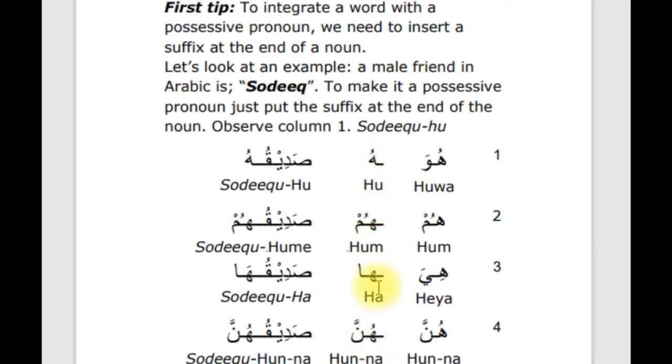Okay, it looks different. Huwa, Sadiquhu. So I need to join the hu into the Sadiq. Sadiquhu. Hum, Sadiquhum. Just join the hum to the word Sadiq. This is the original word Sadiq, so just join the hum here. Ha, her: I just join the ha to the fixed word Sadiq. It becomes Sadiquha, her friend.